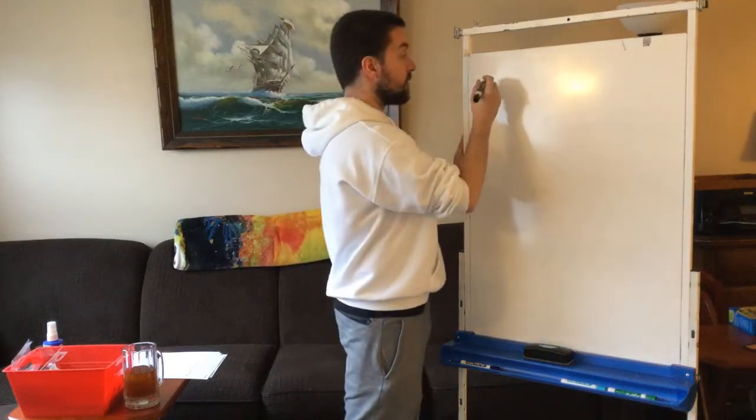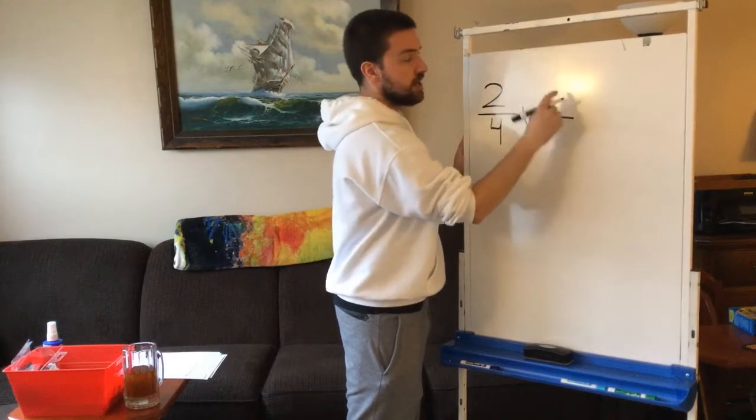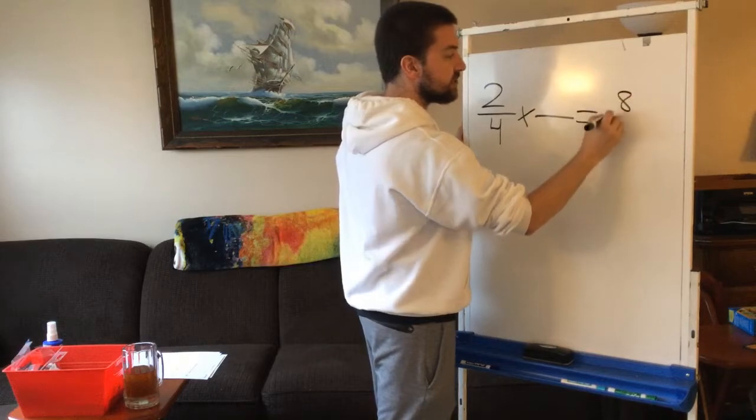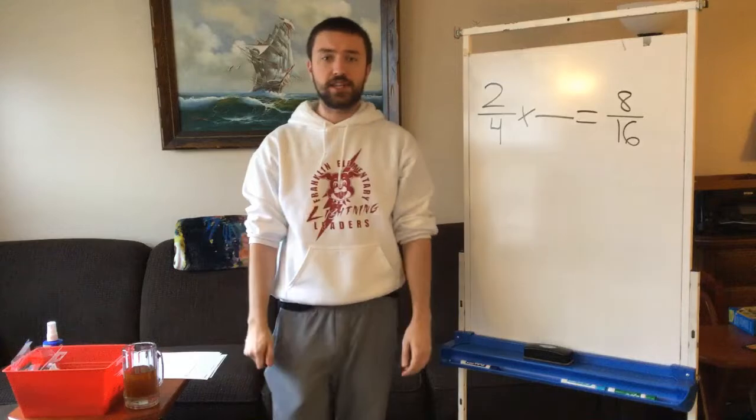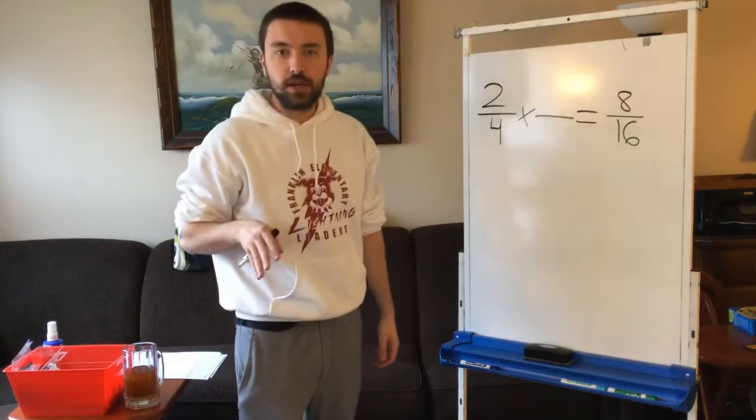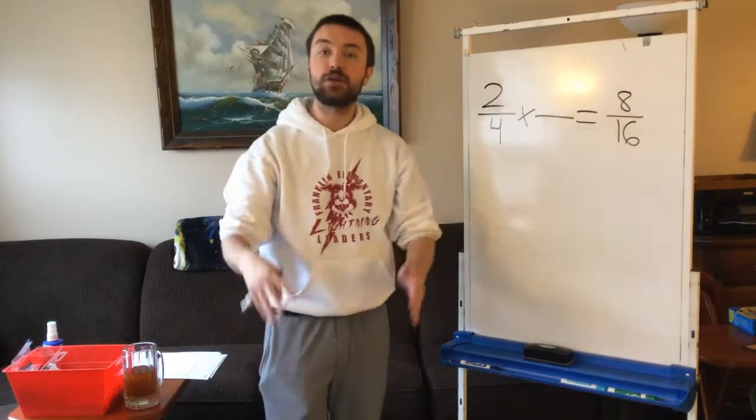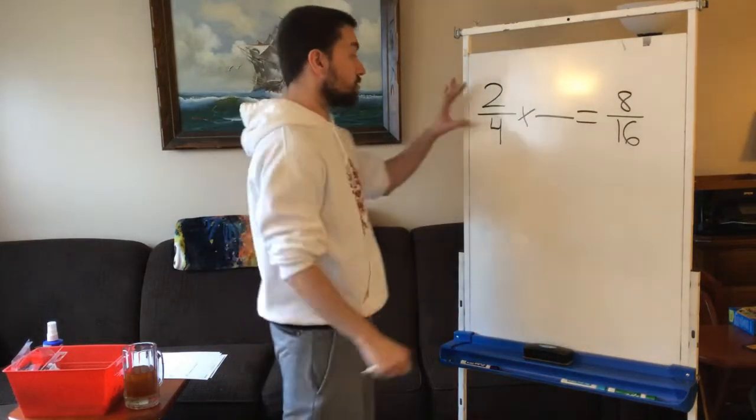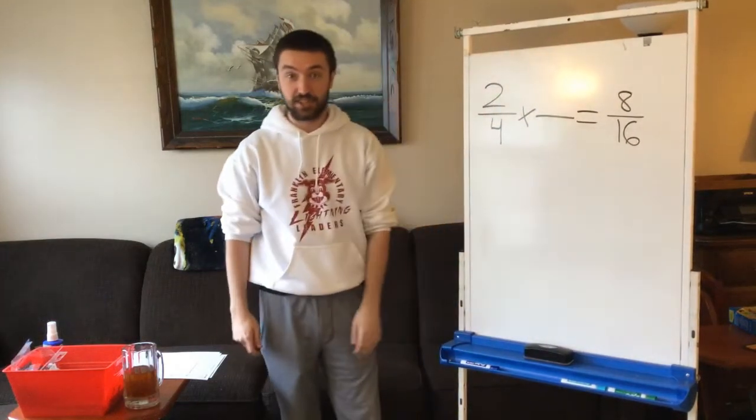Question 1 on page 24 has 2/4 times, then it has an empty spot here, and it says it equals 8/16. We have to find an equivalent fraction. Equivalent. It has the equal in the beginning of it. We have to find a fraction that represents the same amount of space from 0 to wherever we're stopping. Now, 2/4 is the fraction we're starting with, and we have to get to 8/16 somehow.